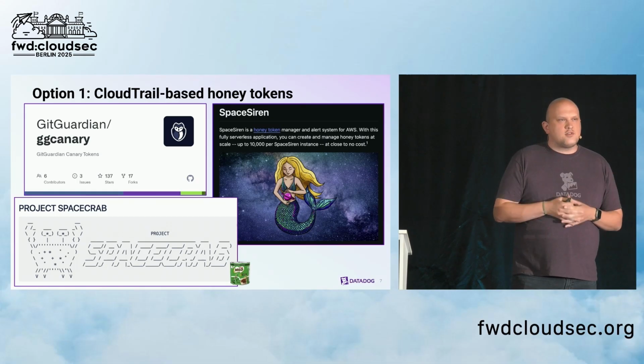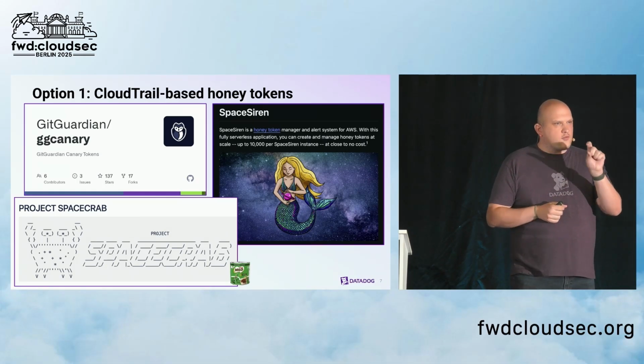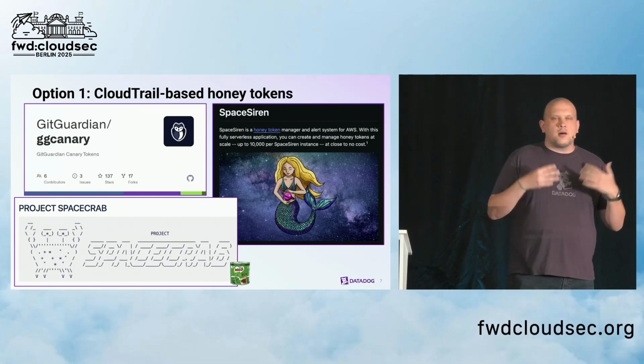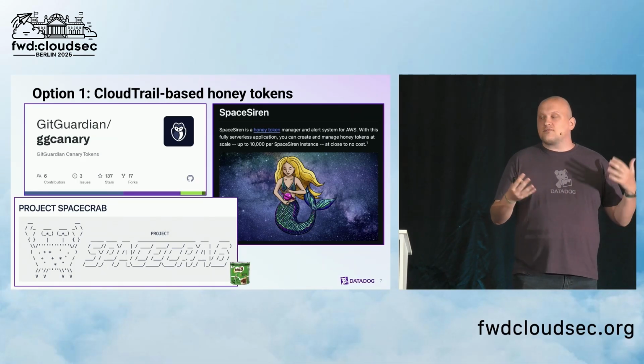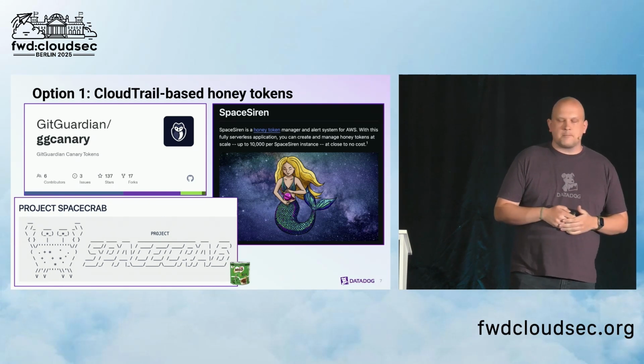In addition, from speaking to a few folks from around the con, it sounds like one common implementation of this is to create a SIEM rule looking for specific access keys. That would also, I would classify as a CloudTrail-based honey token.